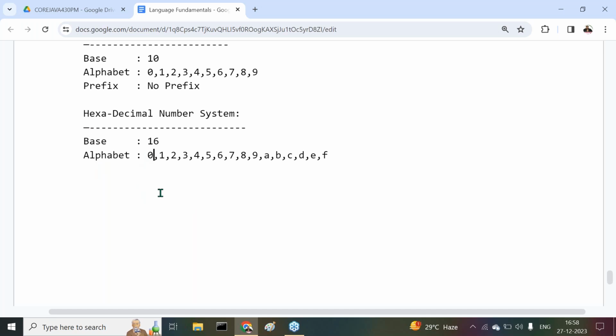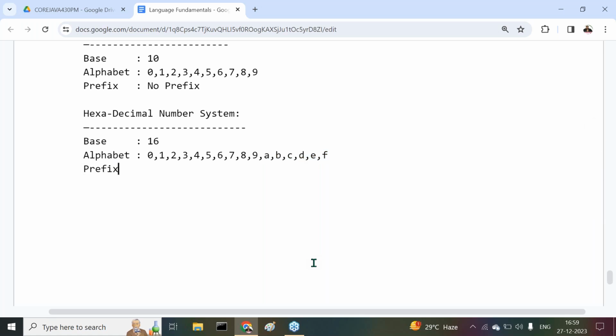0 to 9 is 10 symbols. The next one, A: what is the weightage for A? The value for A is 10. B is 11. C is 12, then 13, 14, 15. The weightage of F is 15. Understand it clearly?